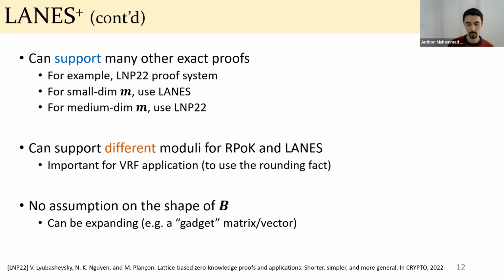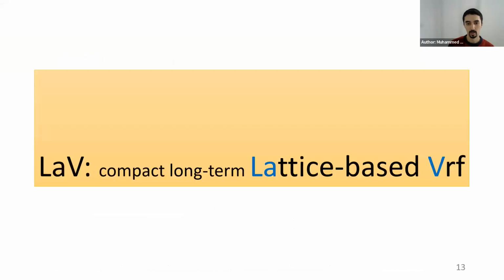We do not have any assumption on the shape of this B vector. In particular, it can be an expanding matrix, something like a gadget matrix, as it happens, for example, in the fully homomorphic encryption setting. Okay, so let's now look at the VRF construction.